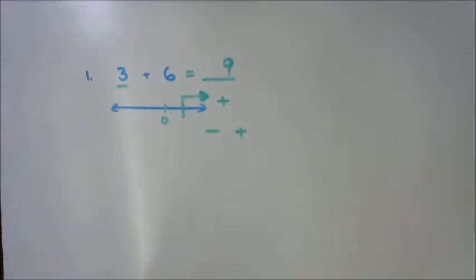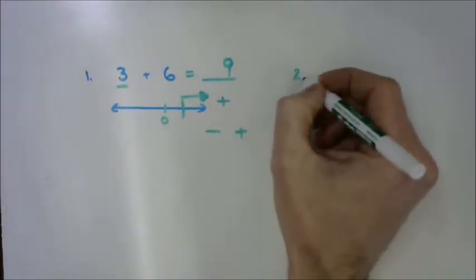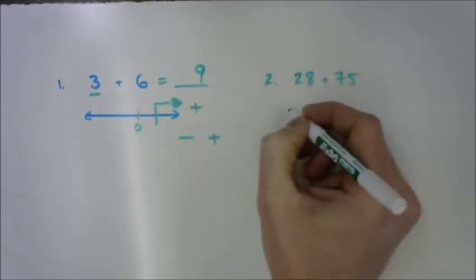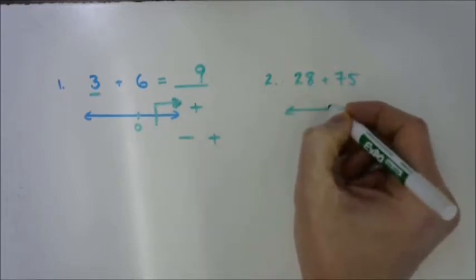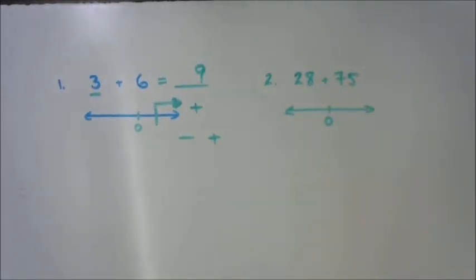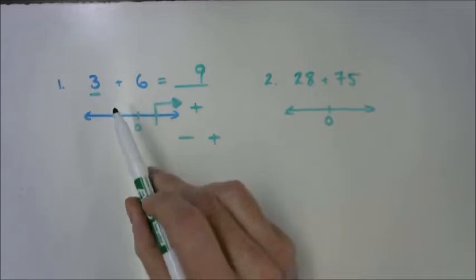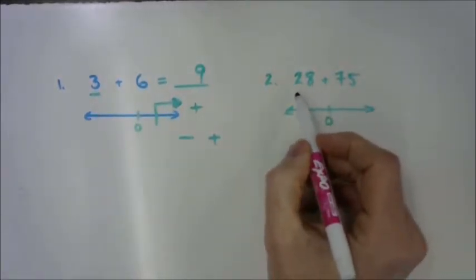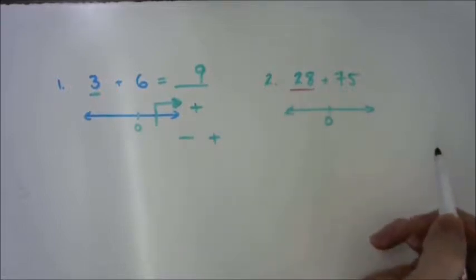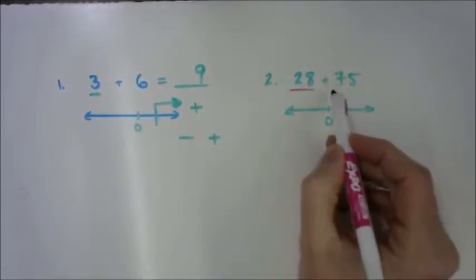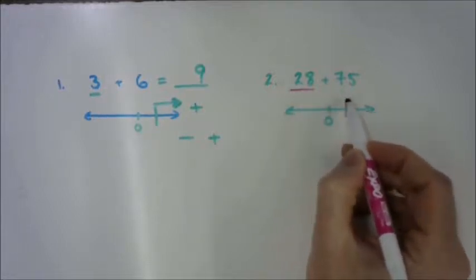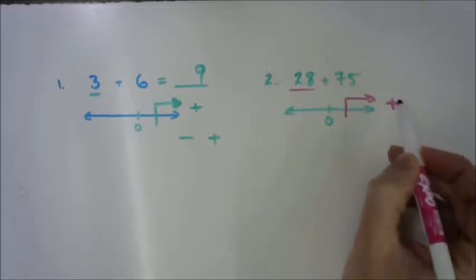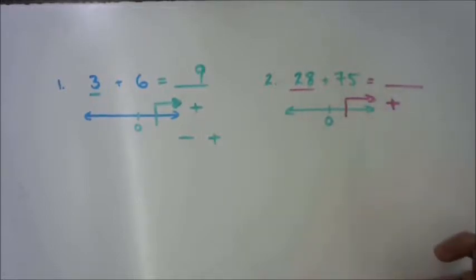Okay? So let's take on number 2. Number 2 says 28 plus 75. Now again, you'll notice I didn't write a whole bunch of numbers on the integer line, just a 0, so that it will work with numbers like 3 plus 6, but it will also work with bigger numbers like 28 plus 75. So again, 28, positive or negative? Positive. So I'm starting over here. Plus 75. Am I moving to the left or moving to the right? To the right. So my final answer is going to be positive. Okay, go ahead and write that final answer there.